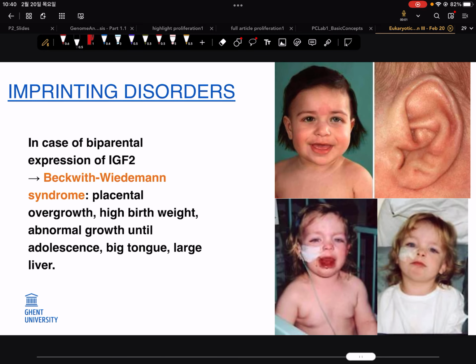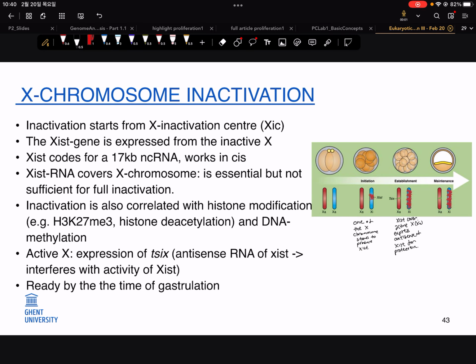What else do we see on that inactive X chromosome? Histone modifications. The histones are deacetylated. We see a lot of H3 lysine 27 trimethylation and a lot of DNA methylation. And on the active X, something that is antisense to Xist is expressed, to interfere with Xist, so that Xist cannot bind to it. So that if Xist would be close by, this active X chromosome remains protected from Xist binding.